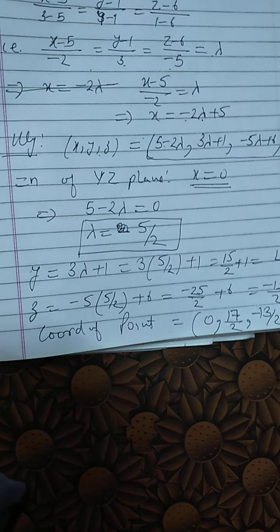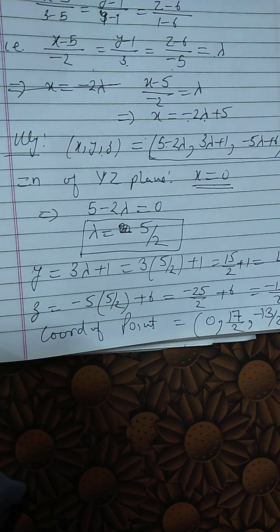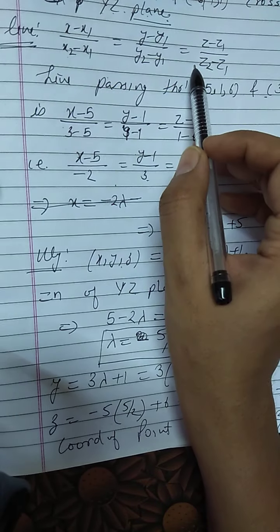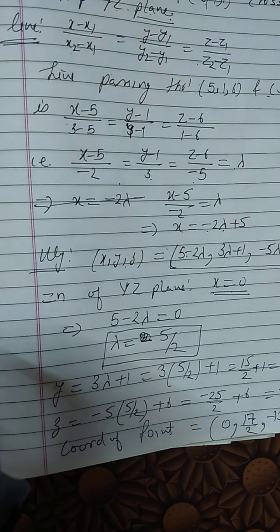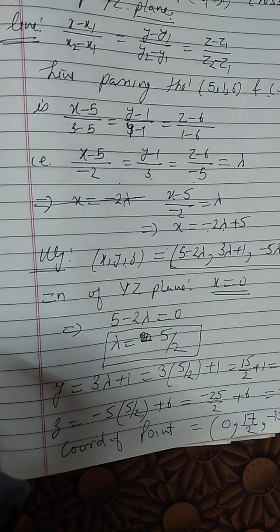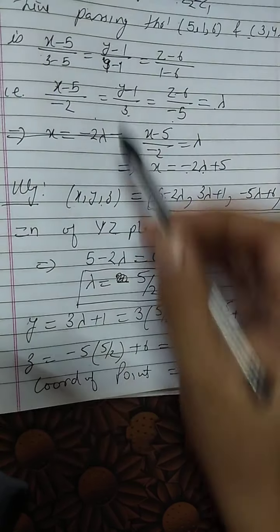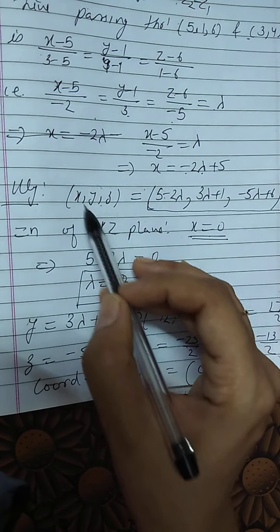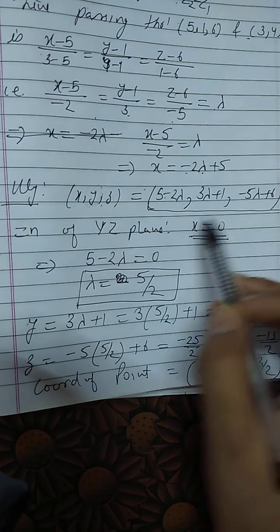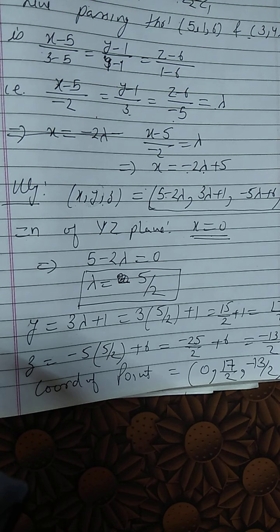Similarly, you will do sum number 11. The coordinates of the point, again for the line passing through 2 points, we will use the same formula, the equation of a line passing through 2 points. Now this is passing through the zx plane. The equation of the zx plane means y equal to 0. In the same way, we will equate the y coordinate to 0 to get the value of lambda and substitute back.